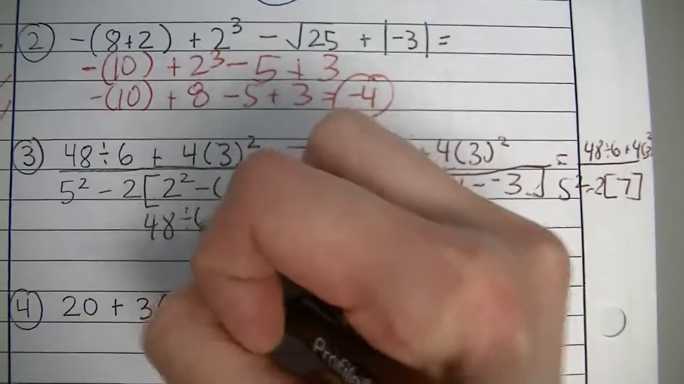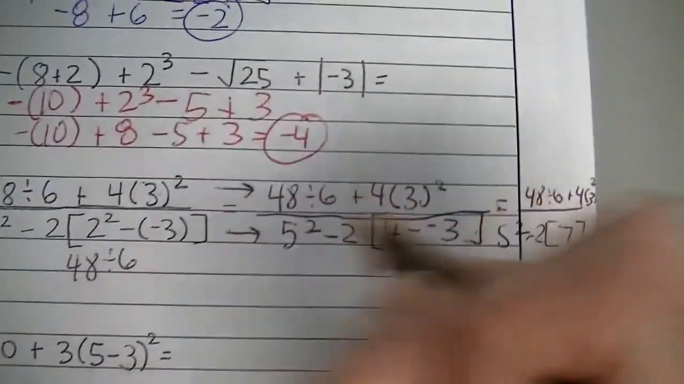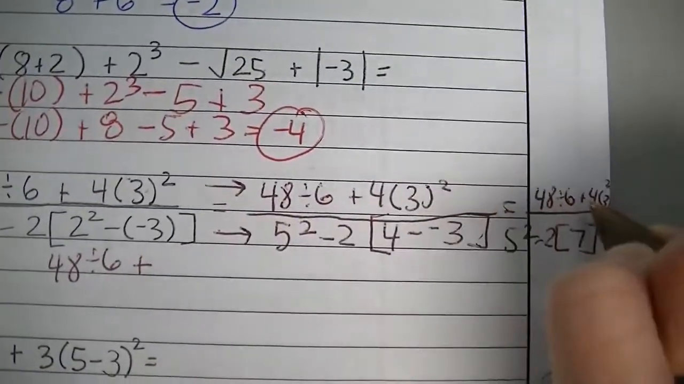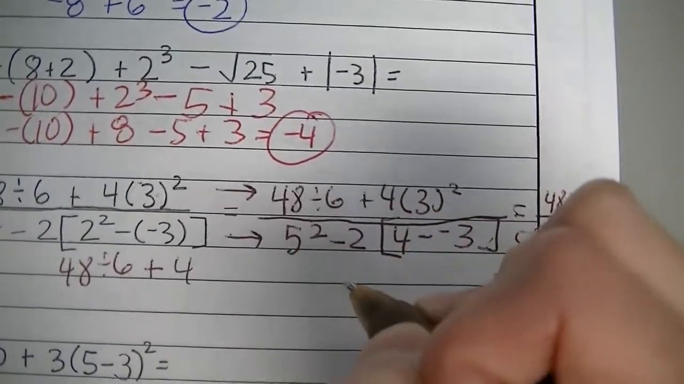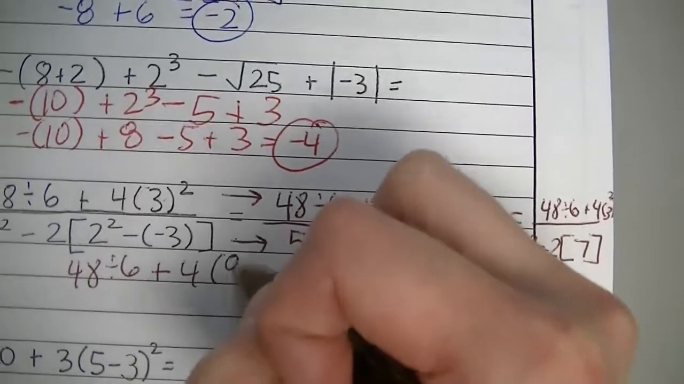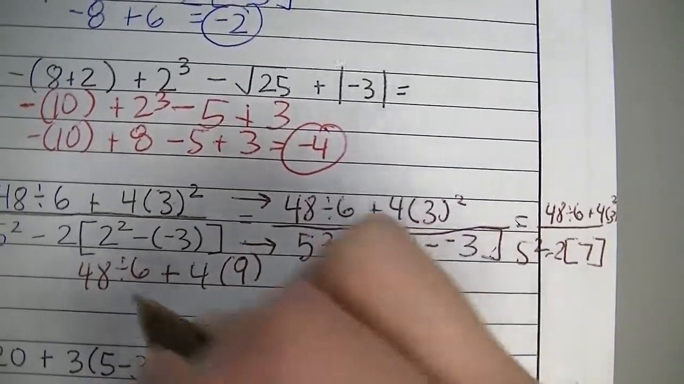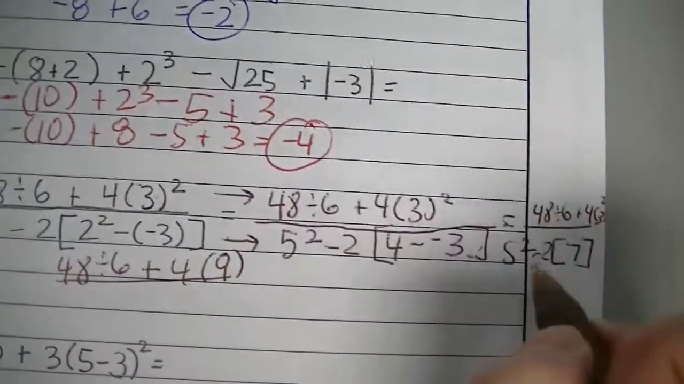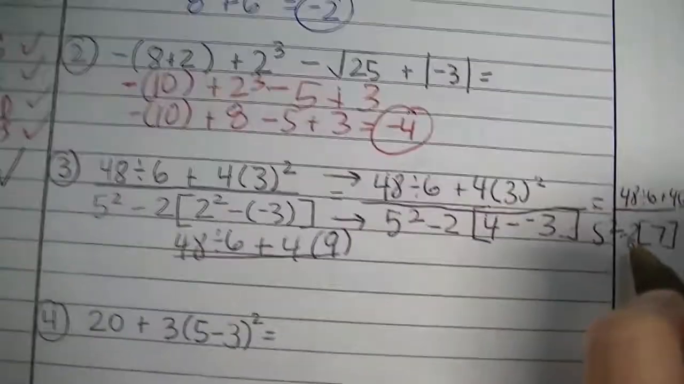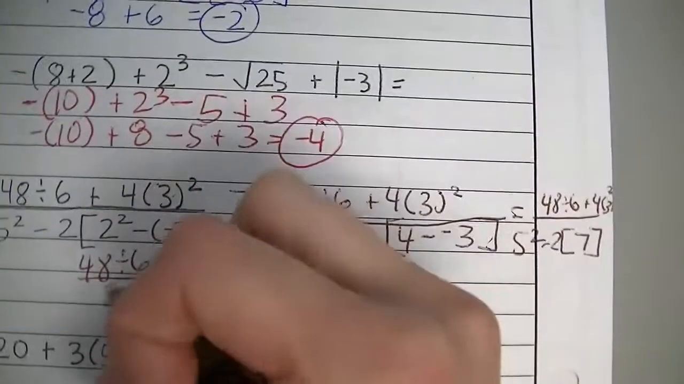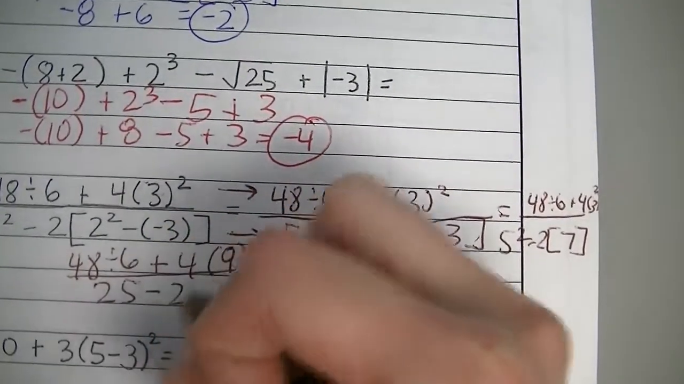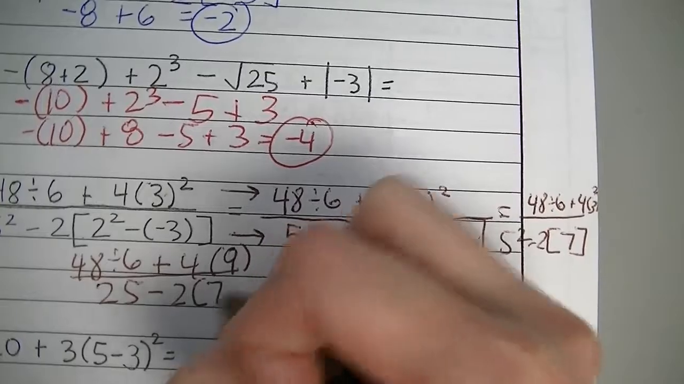48 divided by 6 plus 4 times 3 to the second power. 3 to the second power is 9. Okay. And then now the bottom, it's 5 squared minus 2 times 7. So 5 squared is 25. Minus 2 times 7. Okay, got that.